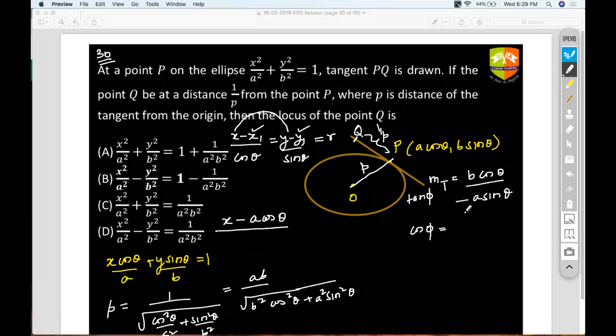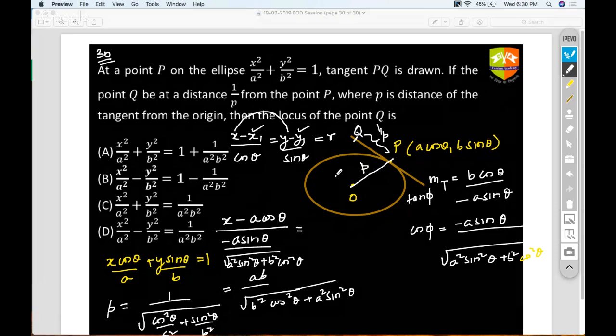So cos of phi is going to be minus a sine theta by under root of a square sine square theta plus b square cos square theta. So this expression I'm going to write over here: minus a sine theta by under root of a square sine square theta plus b square cos square theta, equal to (y minus b sine theta) by sine phi. Now let me call this phi because theta has already been used. So sine of phi will be b cos theta by again under root of a square sine square theta plus b square cos square theta. And this expression is 1 by p. Correct?